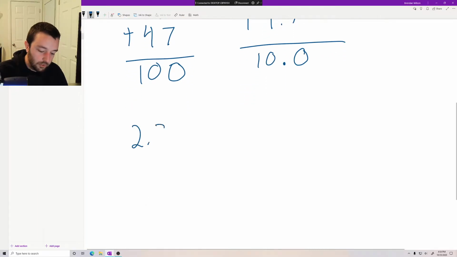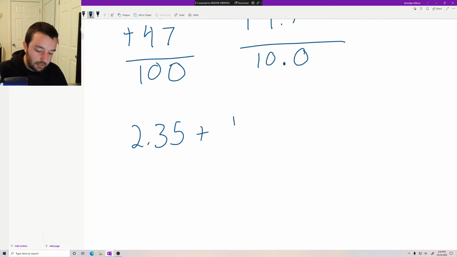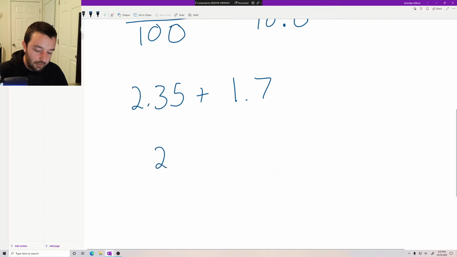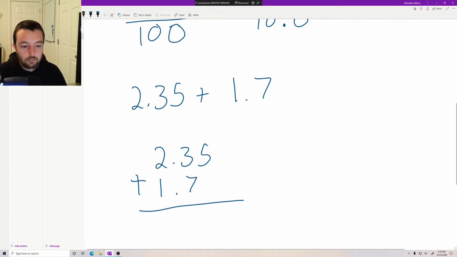What if we had 2.35 plus 1.7? Okay. So we want to take the numbers and we want to line up the place values. So this might look a little strange because we don't have the same number of place values, but it is all lined up properly. The ones places are lined up, the decimals are lined up, the tenths places are lined up. On the second number, we don't have a hundredths place, so we just assume that there's a 0 there, right? Remember, we can put as many zeros as we want on the end of a decimal. It doesn't change what number it is. So you can write it in there if you'd like to, or you can just imagine that it's there.